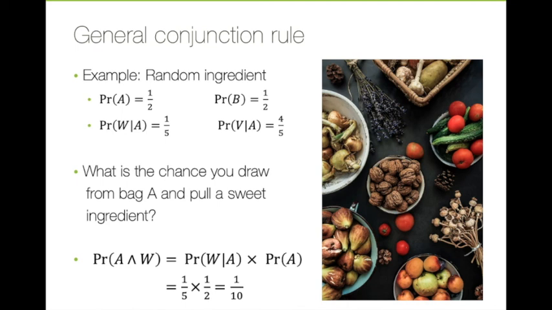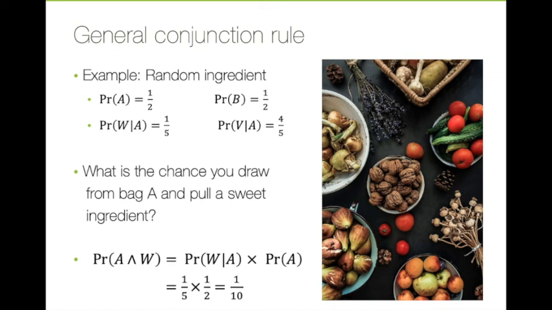Now we were told that bag A contains 4 savory ingredients and 1 sweet. So the chance of getting a sweet ingredient, given that we're drawing from bag A, is just 1 in 5. And with that, we have everything we need to know to get the probability of drawing from bag A and getting a sweet ingredient. We know what formula we have to use and the probabilities we need to substitute into it. So now we just have the substitutions left.